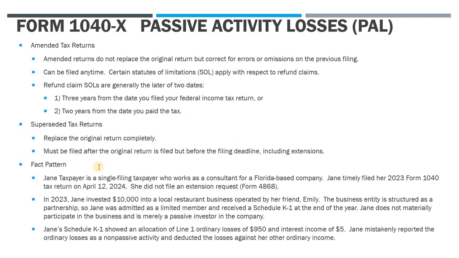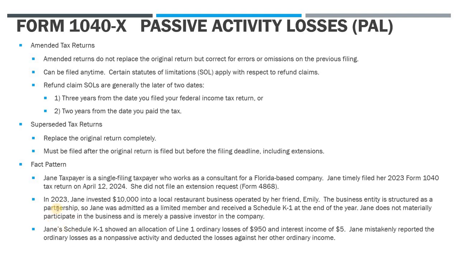Now, if we have a look at the fact pattern here, we've got Jane, who's a single filing taxpayer, and Jane timely filed her 2023 Form 1040 on April 12th, 2024. She did not file an extension request. Now, the reason why that's important is because if the due date has passed, which it will in this fact pattern, she can no longer do a superseded return. She has to do an amended return.